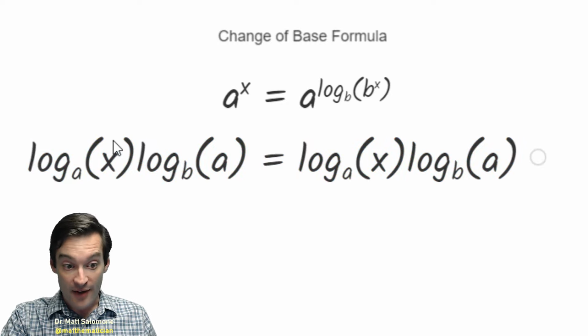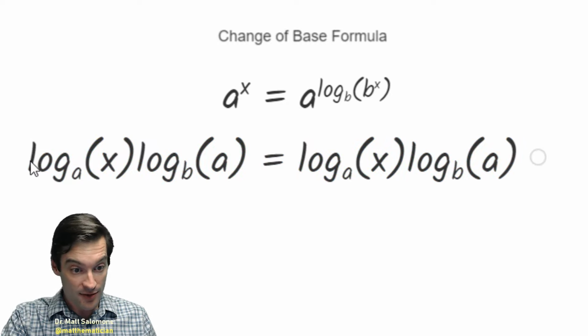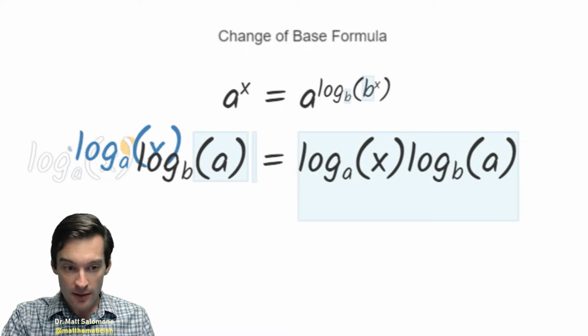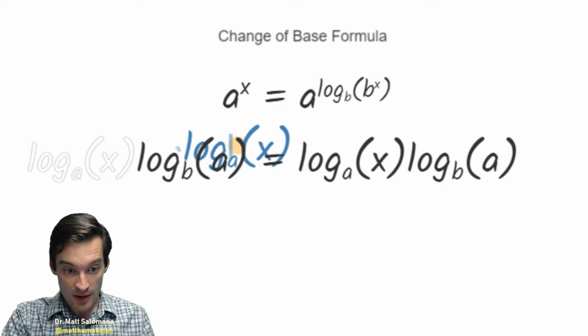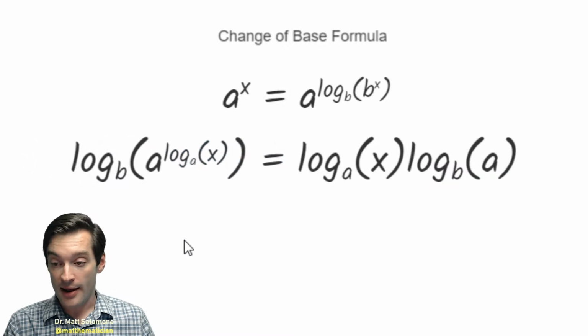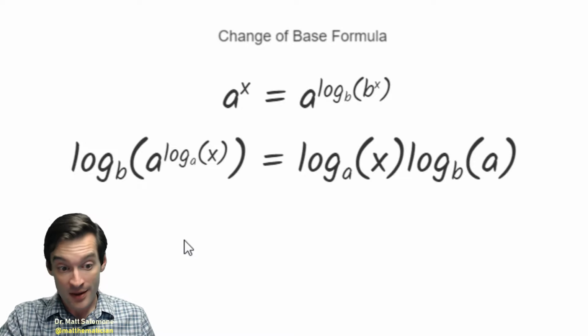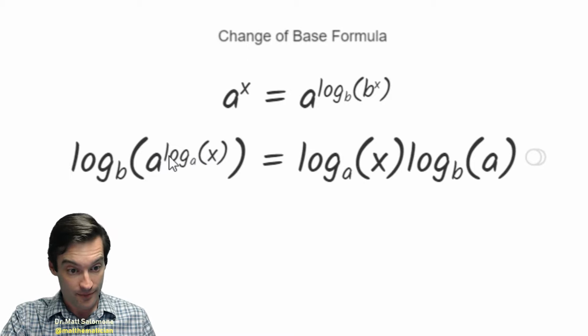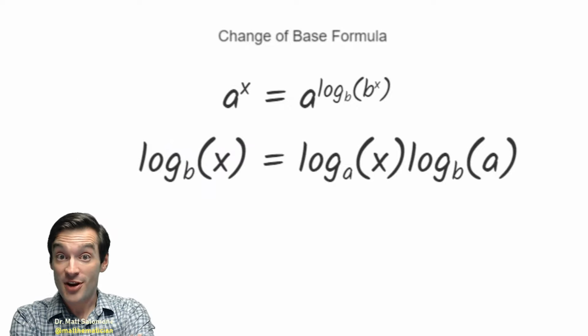Right? Log a of x times log b of a. I want to take this quantity, log a of x, and instead of multiplying on the outside of this logarithm, I'm going to turn it into an exponent on the inside of that logarithm. But now maybe you can see why we would want to do that. Because now inside my expression, I have a to the power log a of x. But what is a to the power log a of x? By definition, that's just x.